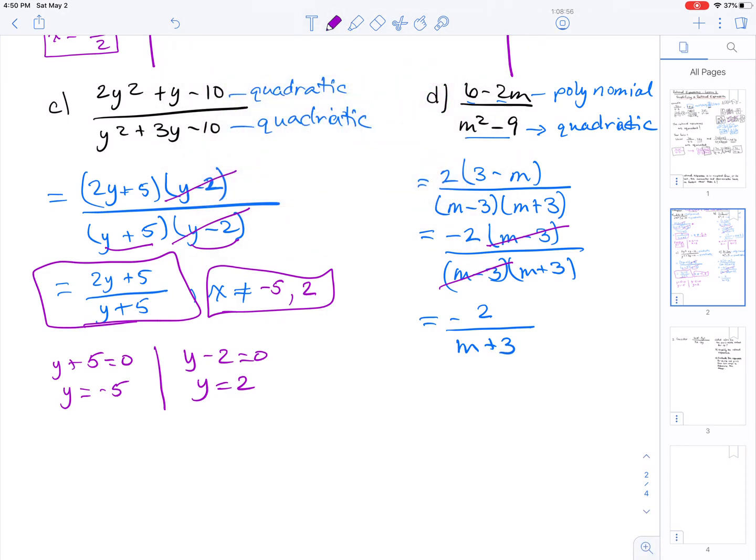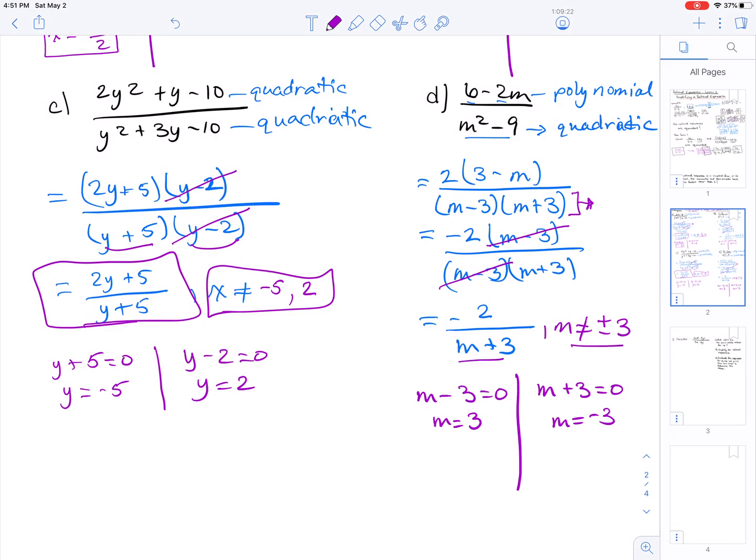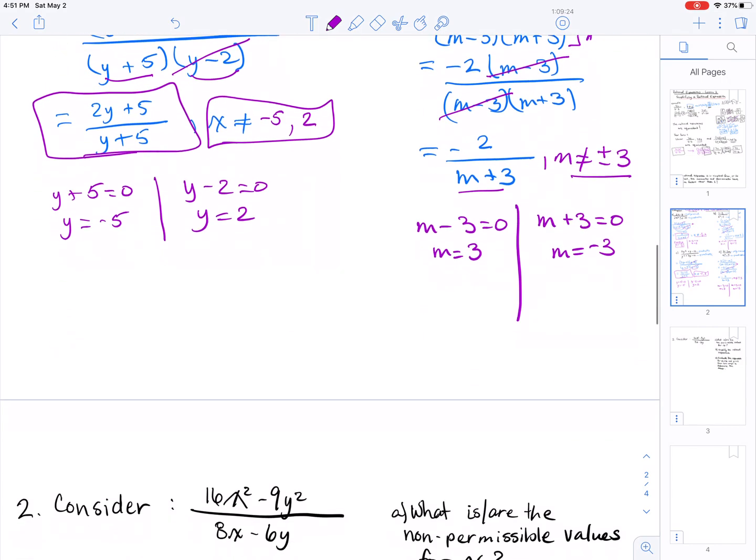Okay, my non-permissible values. Let's find out what m cannot equal. Go back to my factored form right here. I'm going to pull them both out. M minus 3 equals 0, so m equals positive 3. Pull out my m plus 3 equals 0, and m equals negative 3. So my non-permissible values are plus and minus 3. So I have simplest form and my non-permissible values.